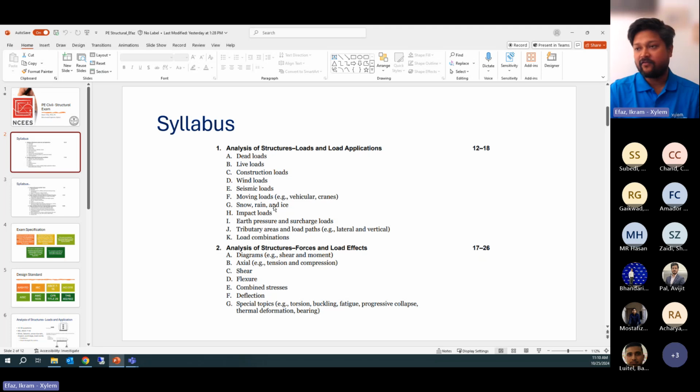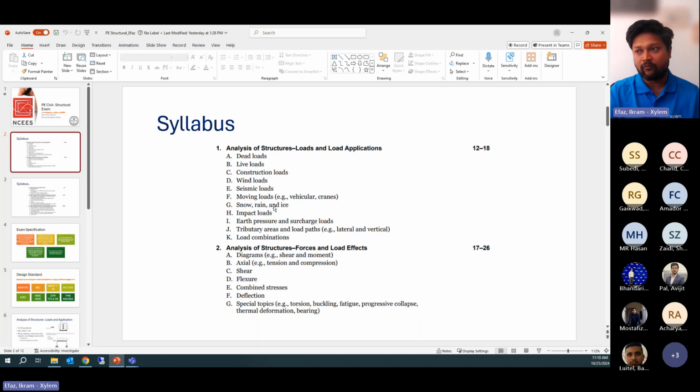Then there is the second section, which is the analysis of structure, forces, and load. This is basically statics. If you are an undergrad or a graduate student, you definitely took the statics course. You have to study everything from statics and structural analysis, because you will get the shear force diagram and the bending moment diagram for sure.